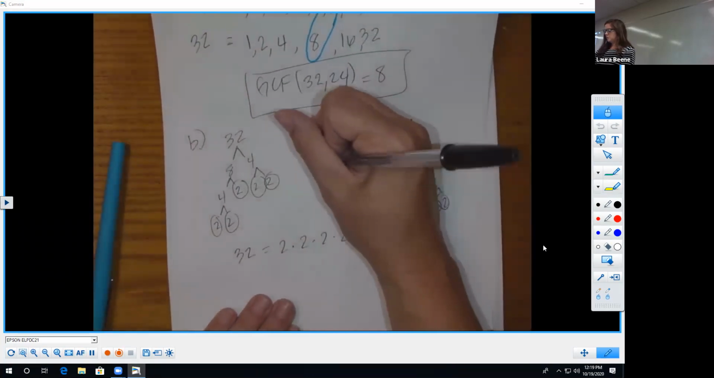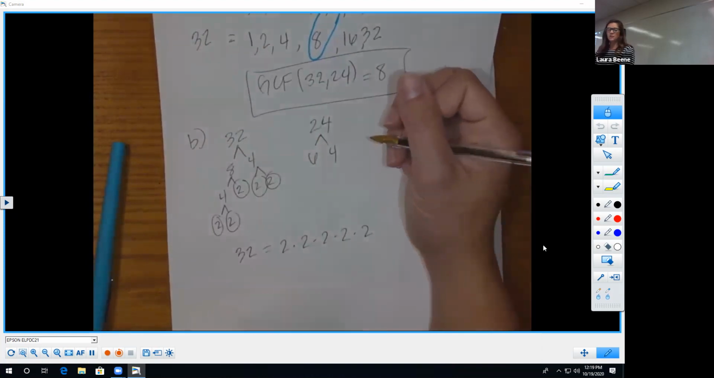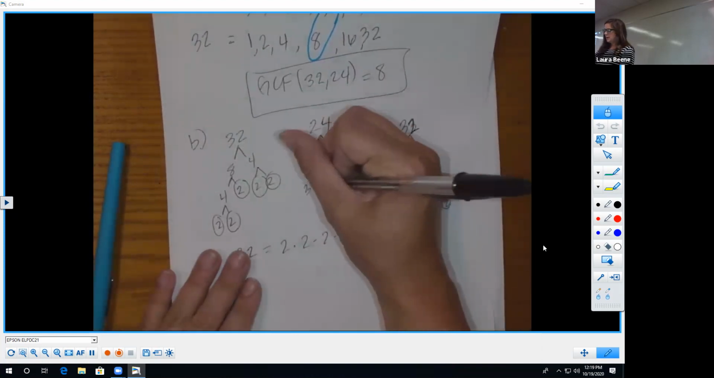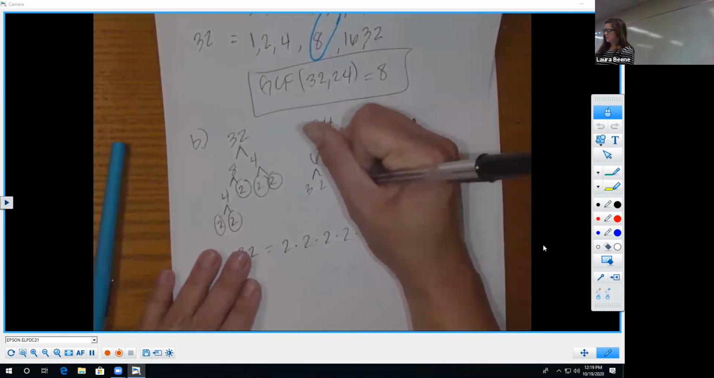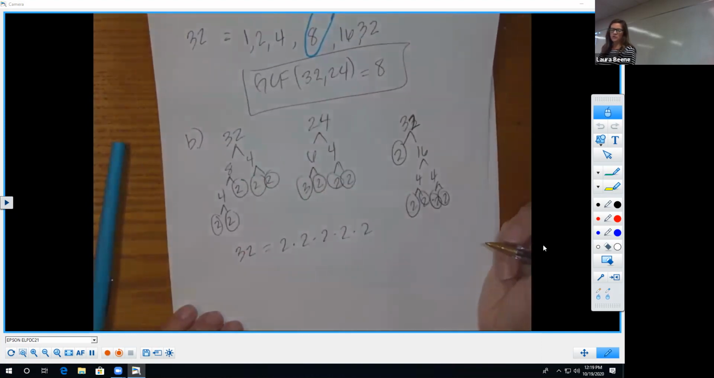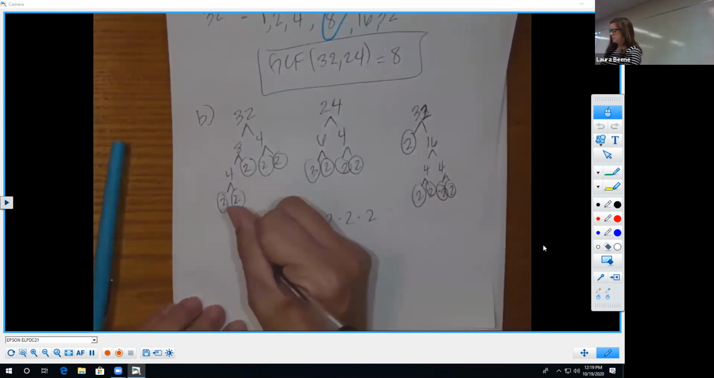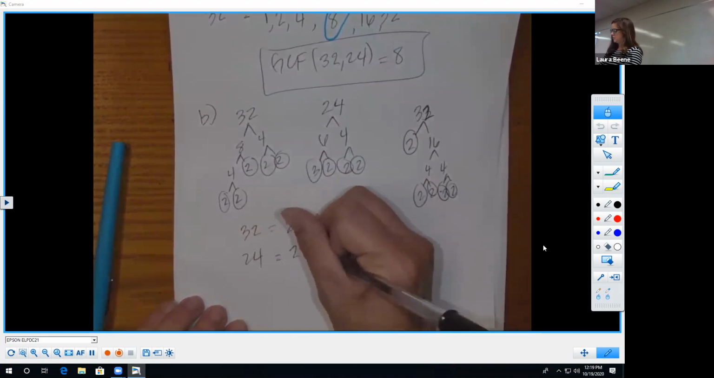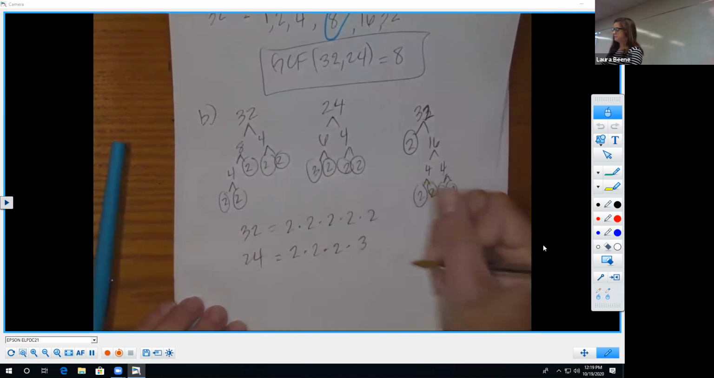24, you could start with 6 and 4, you can start with 8 and 3, you can start however you want to, but no matter where you start, you should end up with three 2s and a 3. So 24 is three 2s, 1, 2, 3, and the number 3.